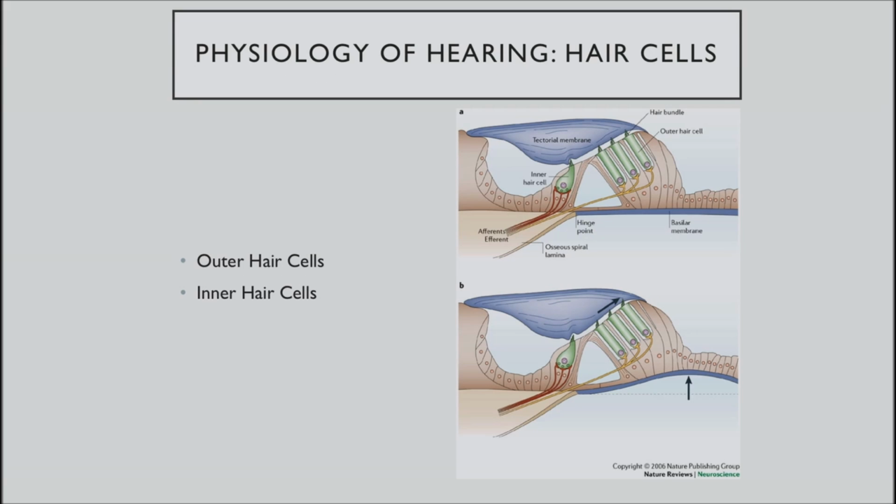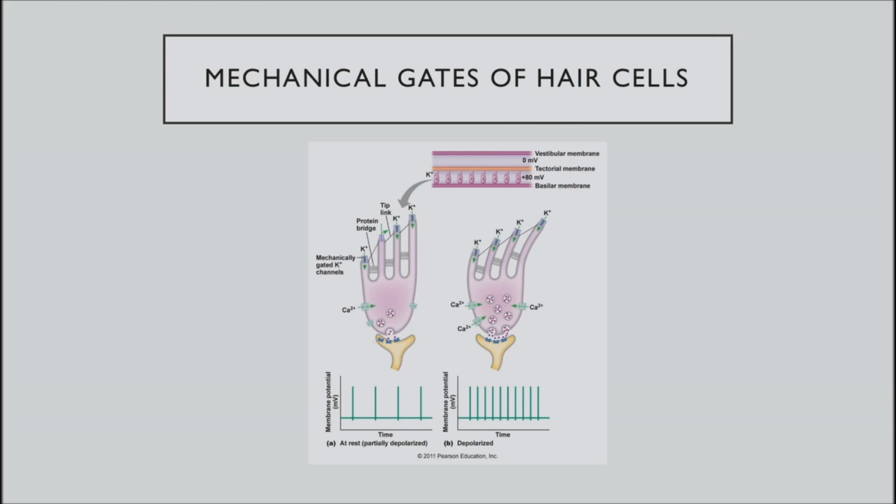Hair cells function in different capacities depending on their location. Outer hair cells function as cochlear amplifiers, increasing frequency and amplitude selectivity. Inner hair cells, on the other hand, relay signals from the environment to the brain. Hair cells don't use normal synapses. Instead, they use mechanical gates.